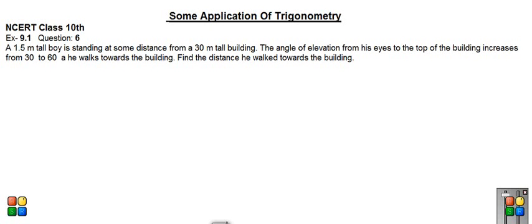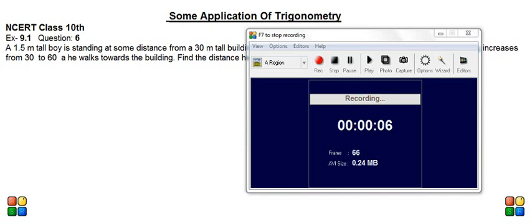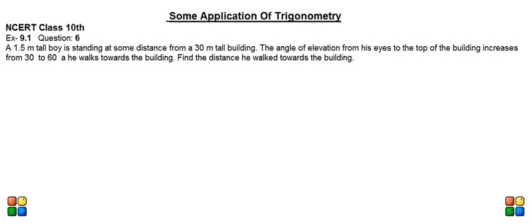Okay students, today we are going to discuss a very interesting chapter of class 10, that is applications of trigonometry. So friends, we are going to discuss some applications of trigonometry from NCERT class 10. The question I have taken to discuss with you is question number 6, exercise 9.1 from the NCERT book.